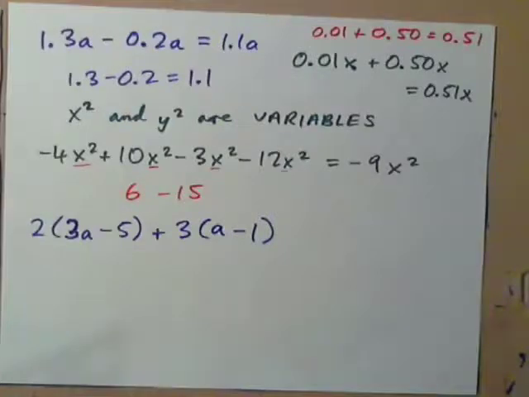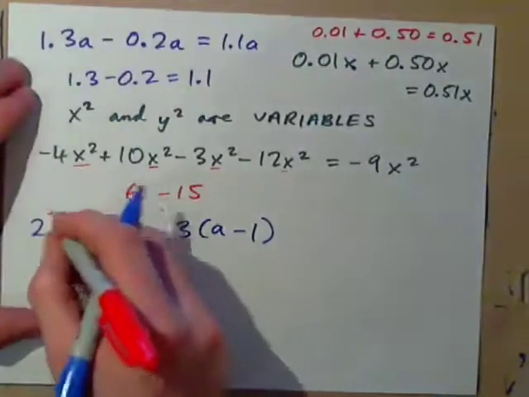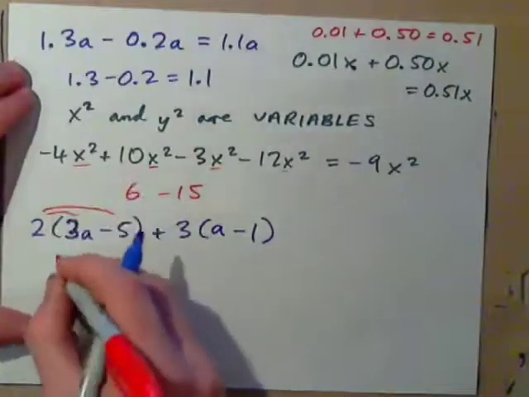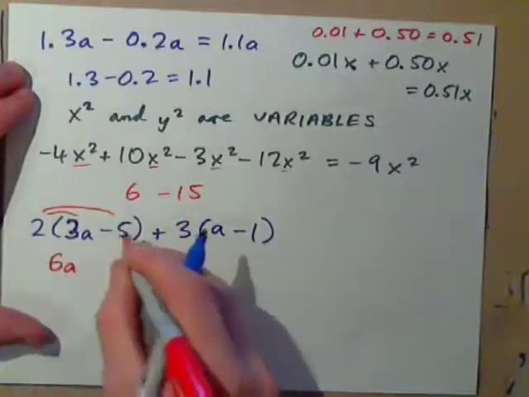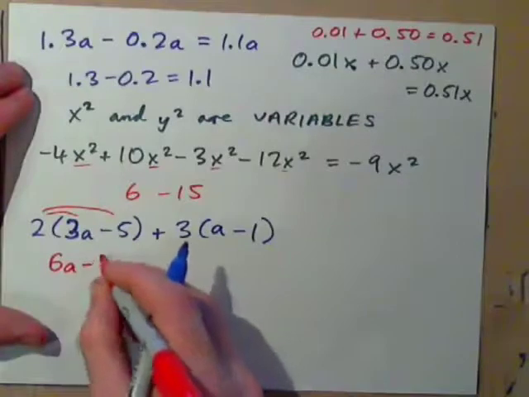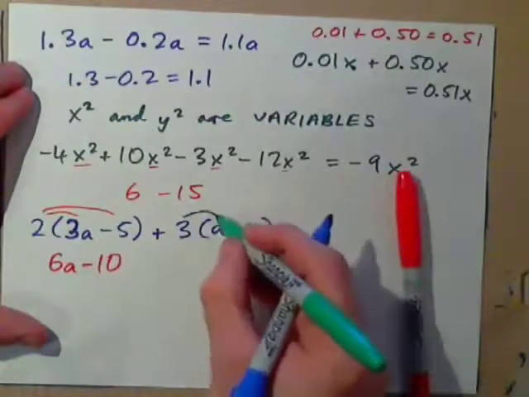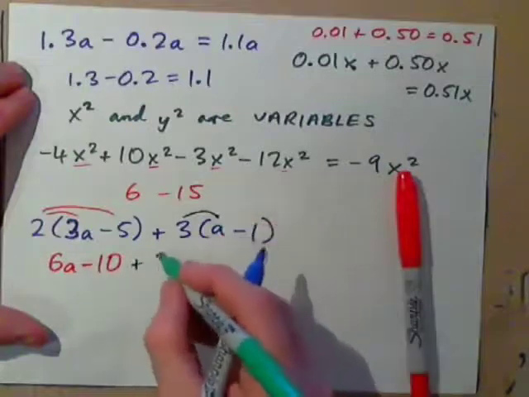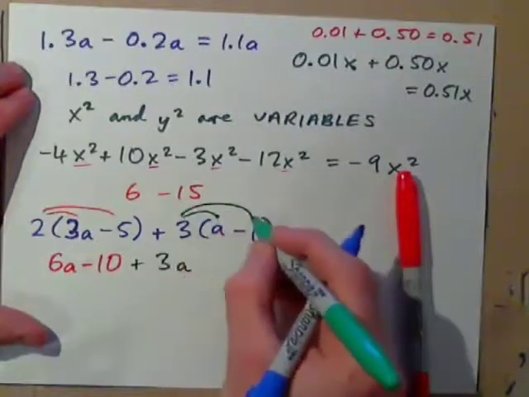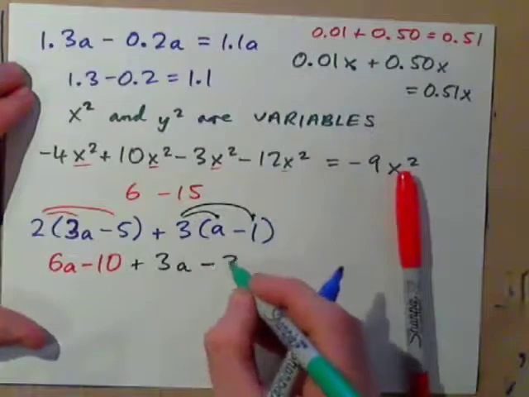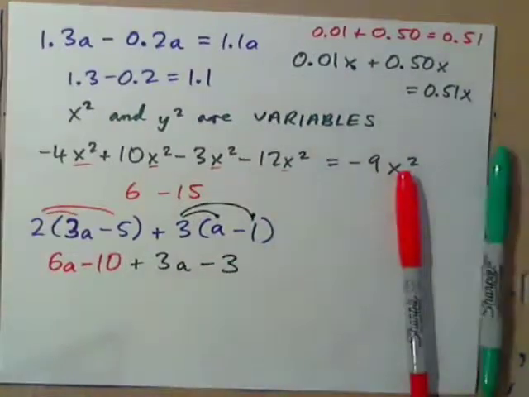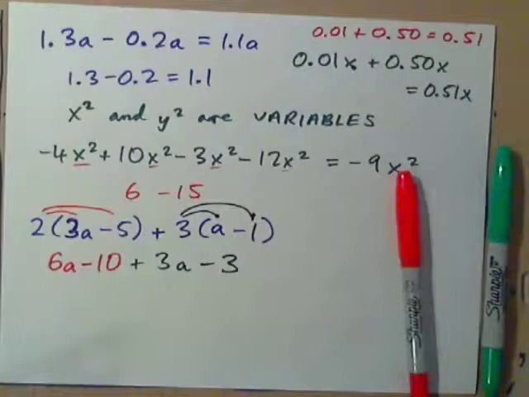Well, we've got to apply the distributive property with this first. 2 times 3a, 6a. 2 times negative 5, minus 10. Now with this, 3 times a, plus 3a. 3 times negative 1, minus 3. Okay? So we've applied the distributive property to get rid of parentheses, to remove the parentheses. Now let's add like terms.